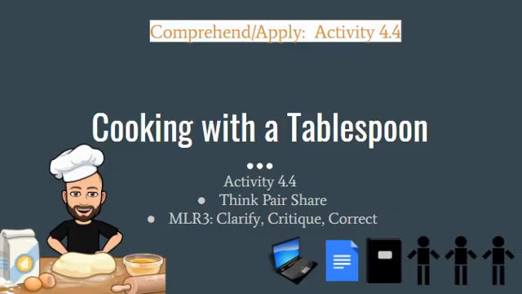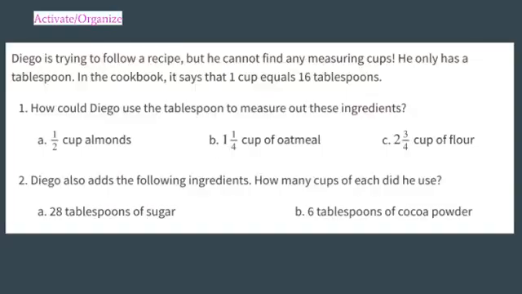All right, let's talk a little bit about some cooking and tablespoons. So, Diego is trying to follow a recipe, but he can't find any measuring cups. He only has a tablespoon. And according to the cookbook, it says that 1 cup is equal to 16 tablespoons. So, what does he need for each of these? Half cup almonds would be how many tablespoons? Yeah, 8.